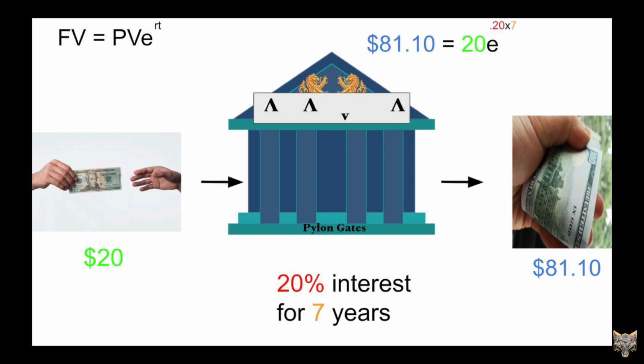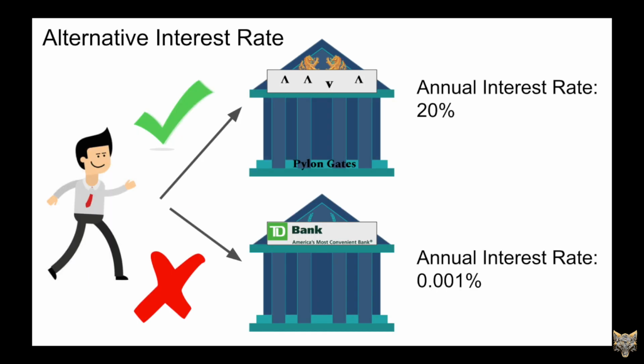So I'm getting 20% of $20 every year for 7 years. And now this is showing you guys continuously compounding interest, the same numbers, and I end up with $81.10. Obviously, continuously compounding interest is better than both compound interest and simple interest. When there's different banks involved with different interest rates, you're going to compare the alternatives and choose the bank which is offering the best interest rate.